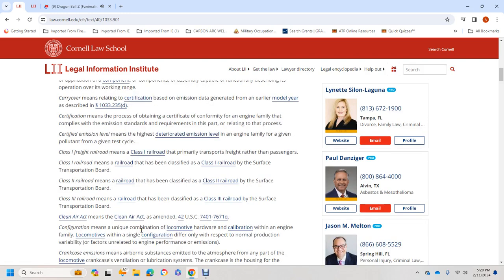Clean Air Act means the Clean Air Act, as amended, in Title 42 of the U.S. Code, 7401 to 7671q.